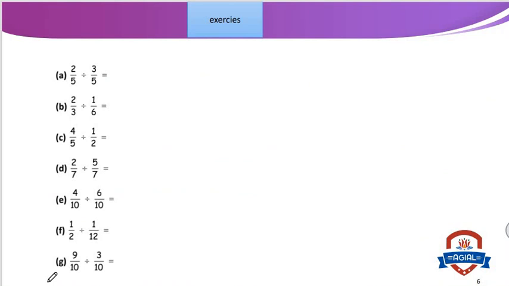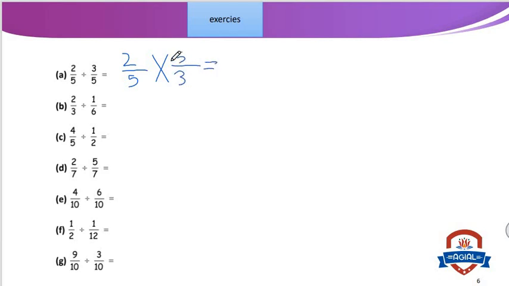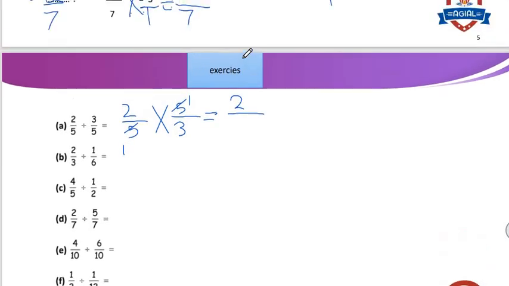2 over 5 divided by 3 over 5. Leave, exchange, flip. 2 over 5 again. Leave. Exchange: divided by becomes multiply. Flip: 3 over 5 becomes 5 over 3. 5 and 5 goodbye, 1 and 1. So 2 multiplied by 1 equals 2 and 1 multiplied by 3 equals 3. So the result is 2 over 3.